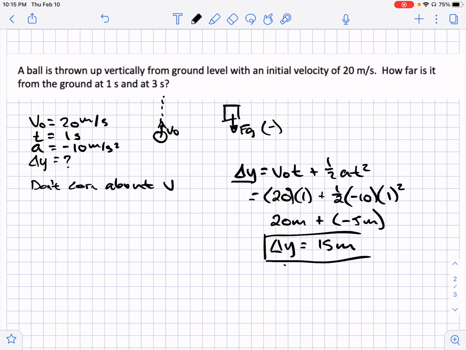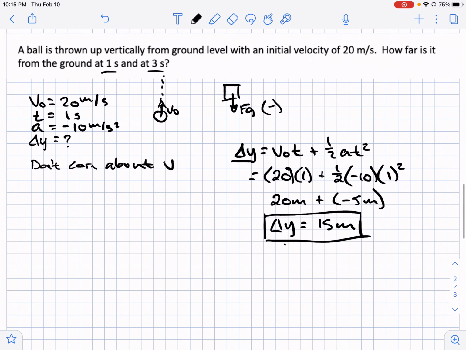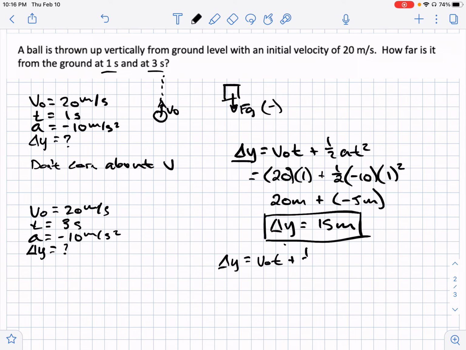So that was for 1 second, but the problem wanted me to find both 1 second and 3. So let's go ahead and solve for the position at 3 seconds. So your initial velocity is still 20 meters per second. Now my time is going to equal 3 seconds. Acceleration is still equal to negative 10 meters per second squared. So we're going to use the same equation because we're still solving for delta y. So using this same equation, v naught t plus 1/2 a t squared, we can start plugging in our numbers.